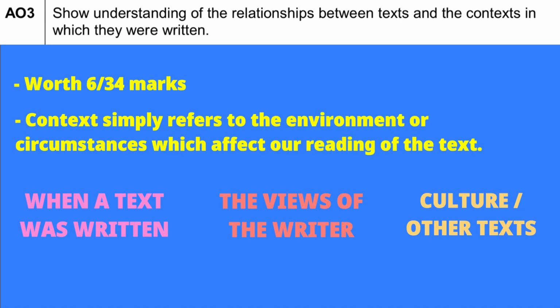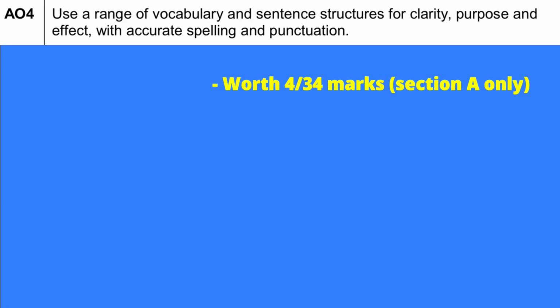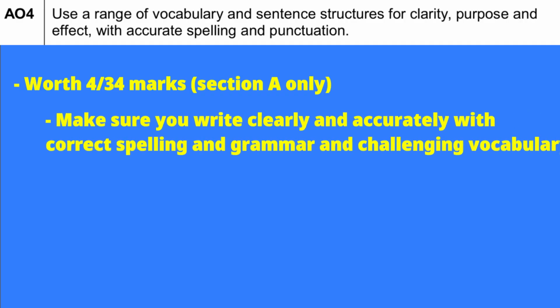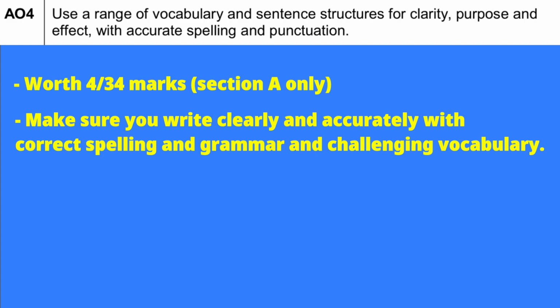Finally, AO4 is worth 4 marks out of 34 on Section A only, and measures a student's use of a range of vocabulary and sentence structures for clarity, purpose and effect, with the accurate spelling and punctuation included. Essentially, make sure you write clearly and accurately with correct spelling and grammar and challenging vocabulary.